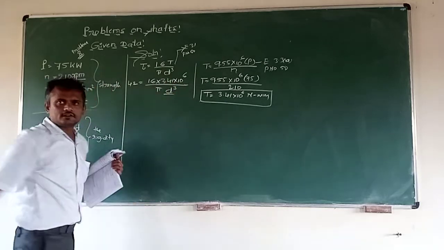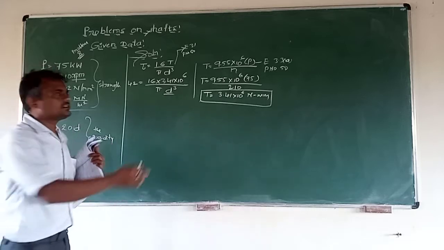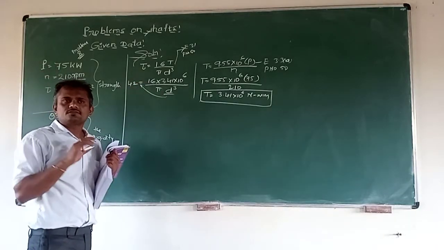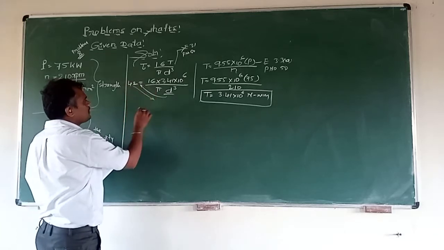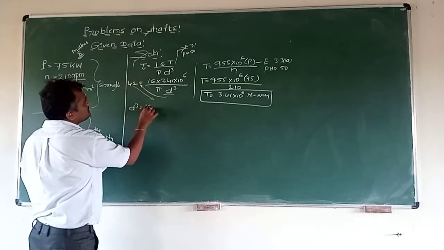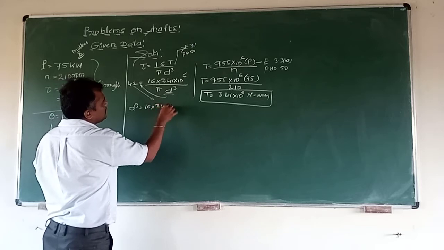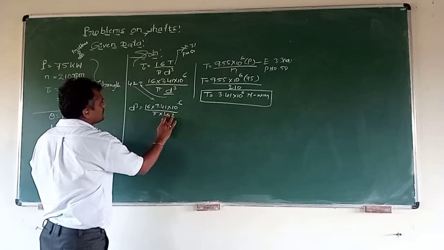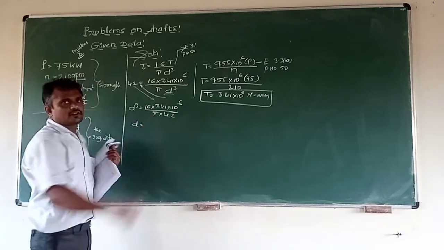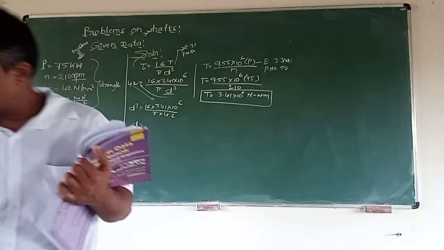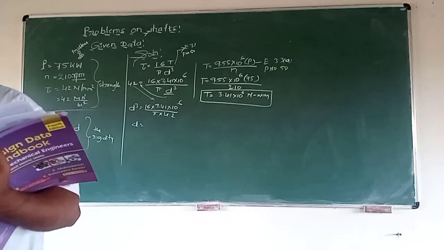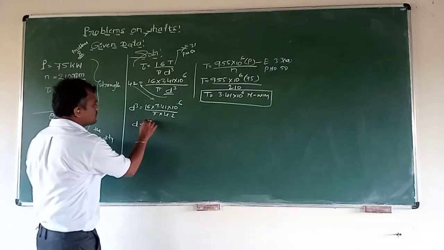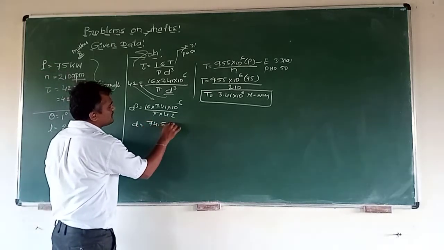Here I want d cube, right? So d cube goes to the numerator side on the left hand side of the equal sign, and this 42 comes to the denominator. So d cube becomes 16 into 3.41 into 10 raised to 6 upon pi into 42. So what is the answer you are getting directly? 74.50, we got.